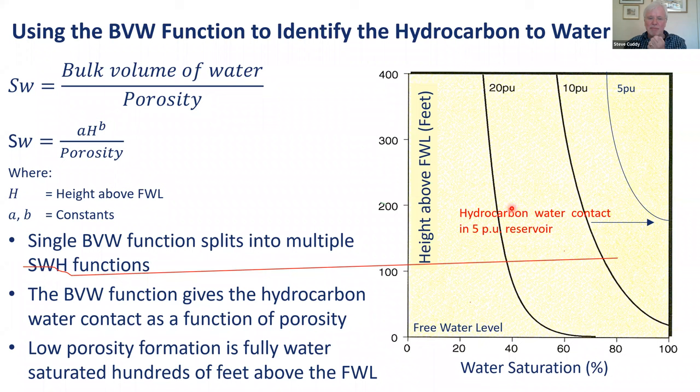And this tells us where the hydrocarbon water contact is. So in this case, at the 5 porosity rock, anywhere in the reservoir, it will be fully water saturated up to 200 feet above the free water level.